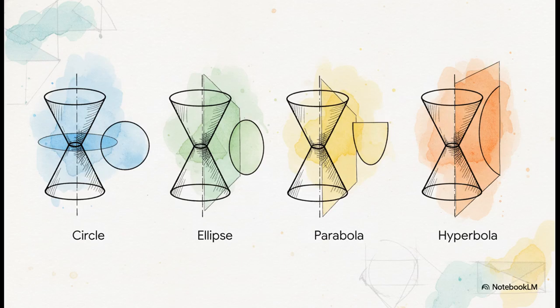Tilt it even more so your slice is parallel to the side of the cone, and you've just made a parabola. And finally, what if you go really steep? So steep that your slice cuts through both the top and bottom cone? That's how you get a hyperbola. It's amazing, right? Four totally different shapes, all coming from this one object.